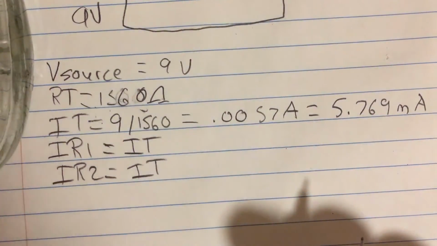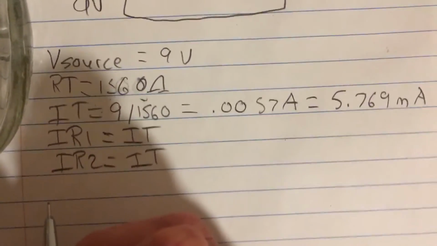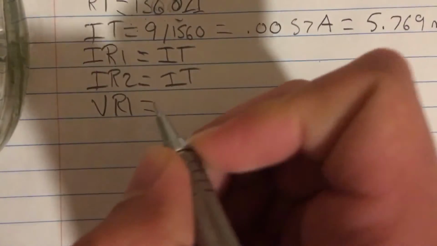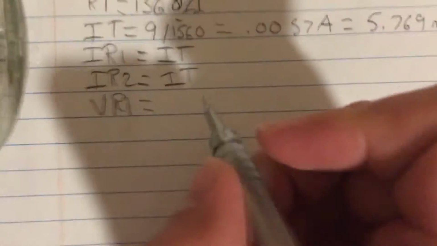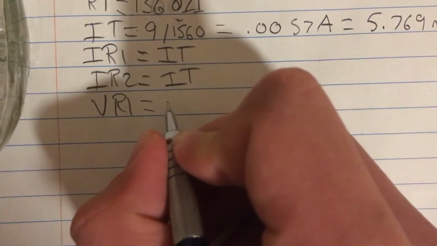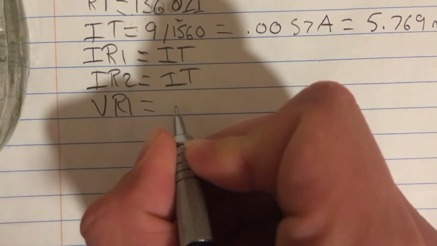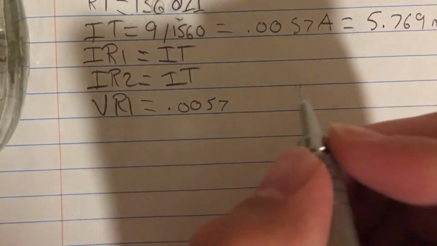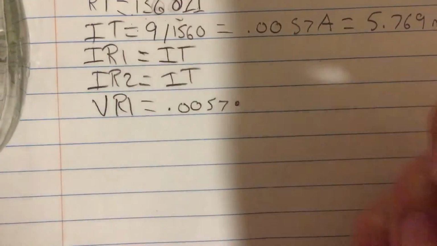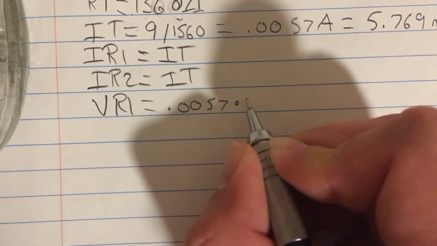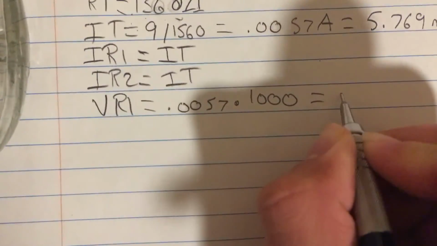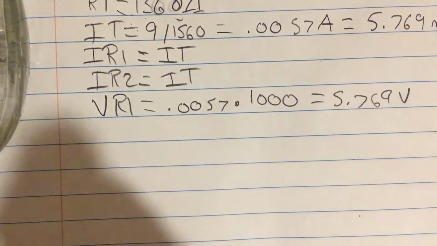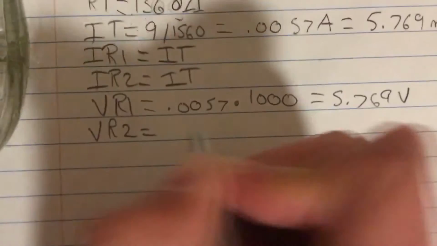Now we can apply that and find the voltages for each device in the series circuit. Let's find VR1. The voltage of resistor 1 is equivalent to 0.0057 times 1,000, which equals 5.769 volts. And we can take our resistor 2 and do the same thing.